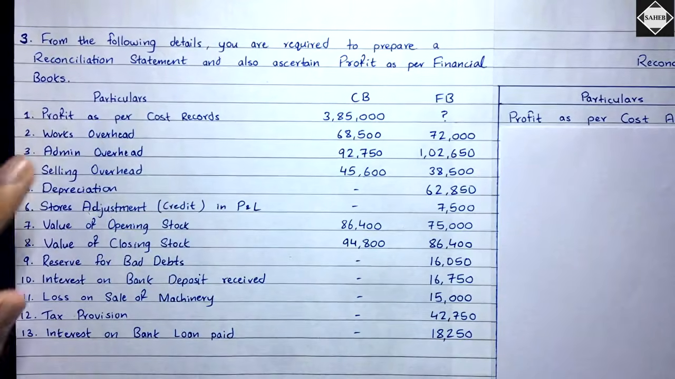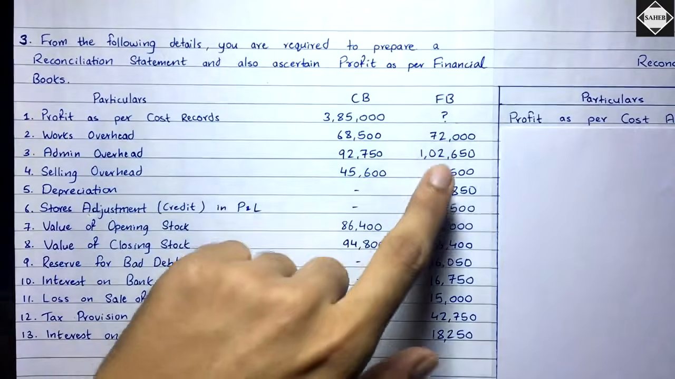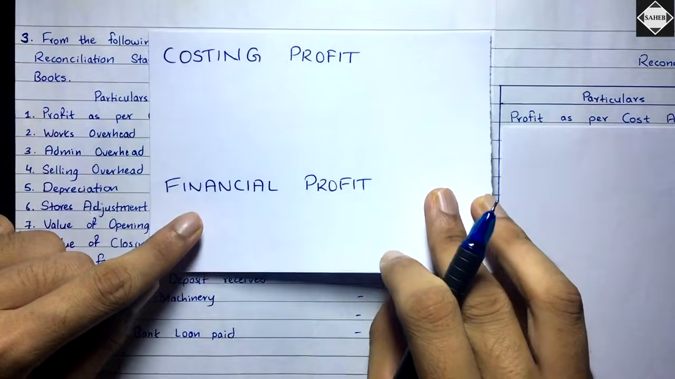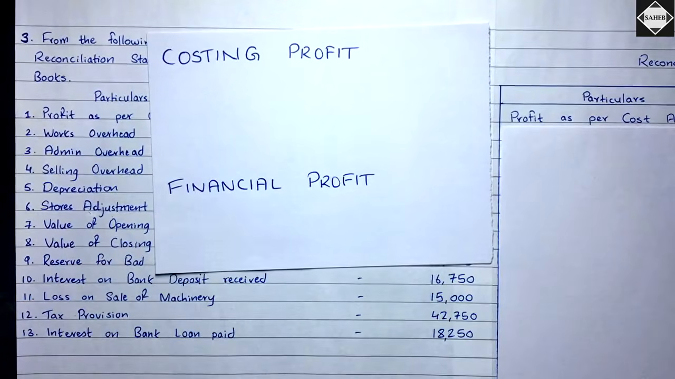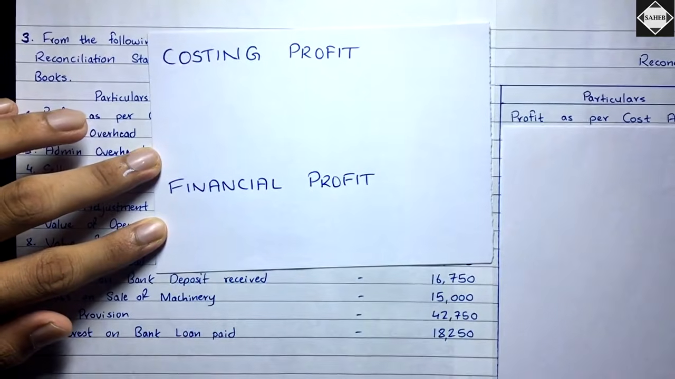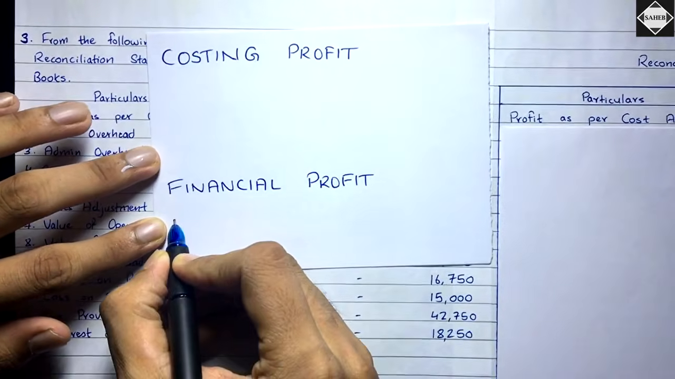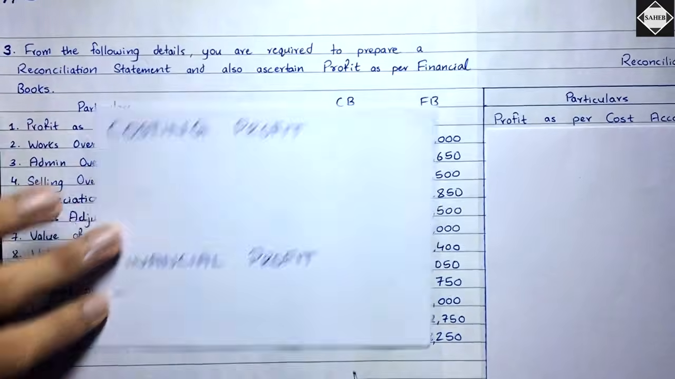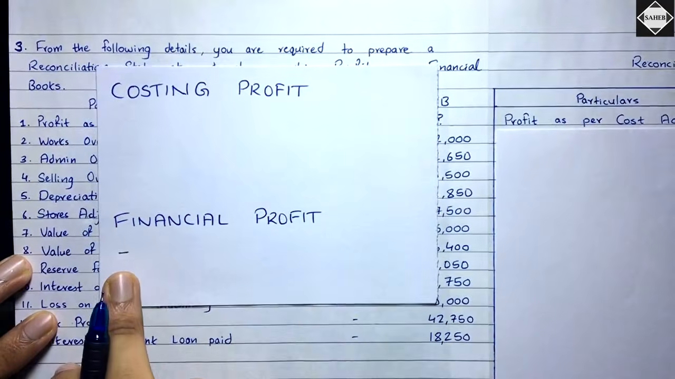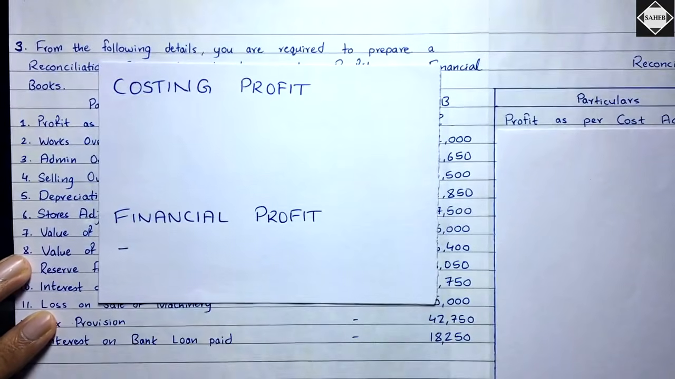See, it's very simple. Overhead is an expense. It is recorded more in financial books. So what is the impact on financial profit? Expense has been recorded more in financial books, so on financial profit the effect is negative. The profit would be less, isn't it? Expense has been recorded more, so profit will be less. So that is exactly what we have to do. We have to deduct that transaction.